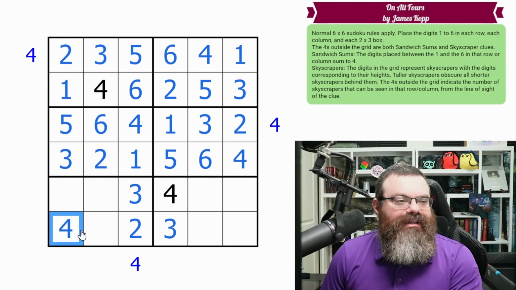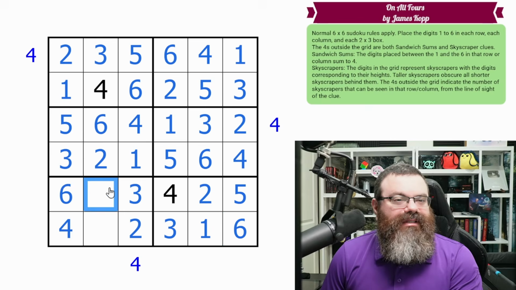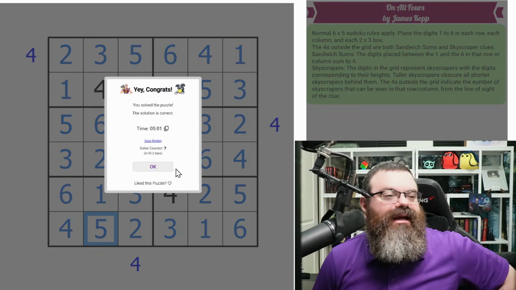4, last 4 is here. 2 goes here. The 1 goes here. We need a 5 and a 6. This is 6, so that's 5 and 6. And then we need the 1 and the 5. All right, that was the correct solution.